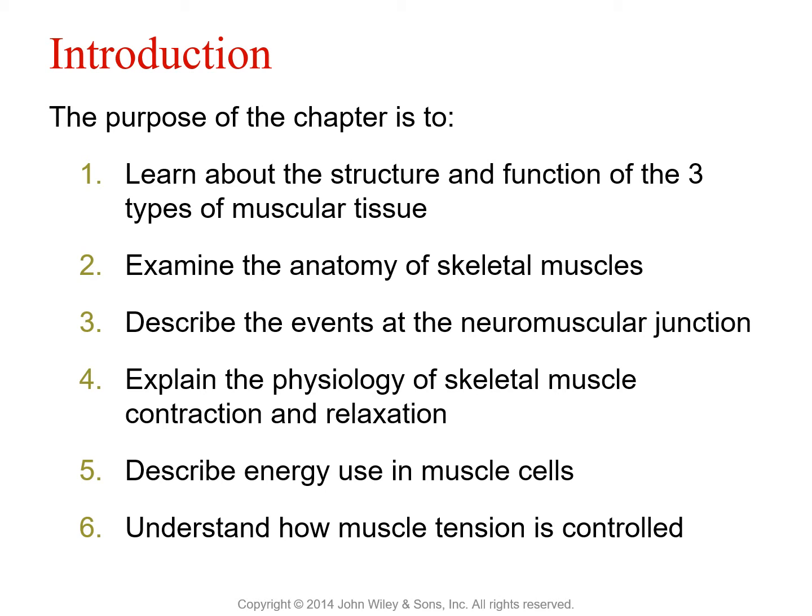of this chapter. In doing so, we will consider the events at the neuromuscular junction, and that is where neurons signal skeletal muscle contraction. We'll also explain the physiology of skeletal muscle contraction and relaxation, and we'll look at the energy use in muscles. Muscle cells are very metabolic, so we'll look at the sources of ATP for muscle contraction, and we'll quickly look at how muscle tension is controlled.